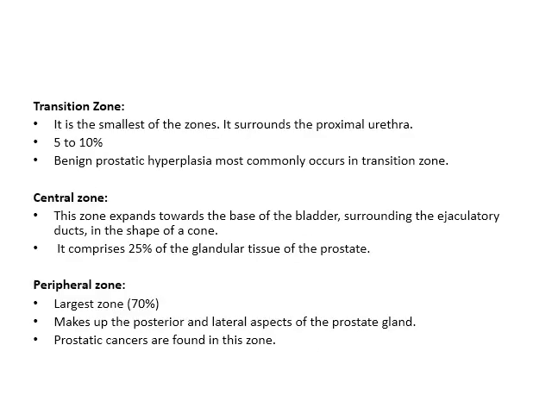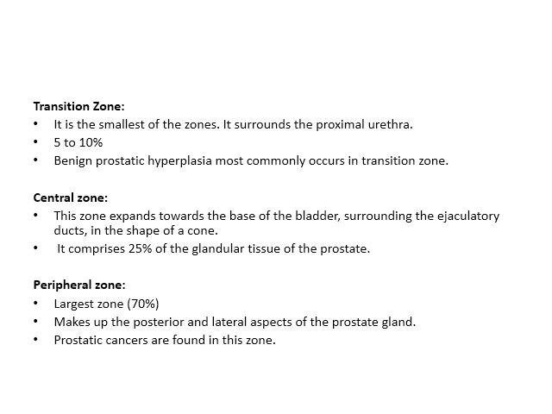Coming to the transition zone, it is the smallest of all the zones. It surrounds the proximal urethra. It corresponds to 5 to 10% of the total prostate gland. So here we have to remember, benign prostatic hyperplasia is most common in the transition zone.